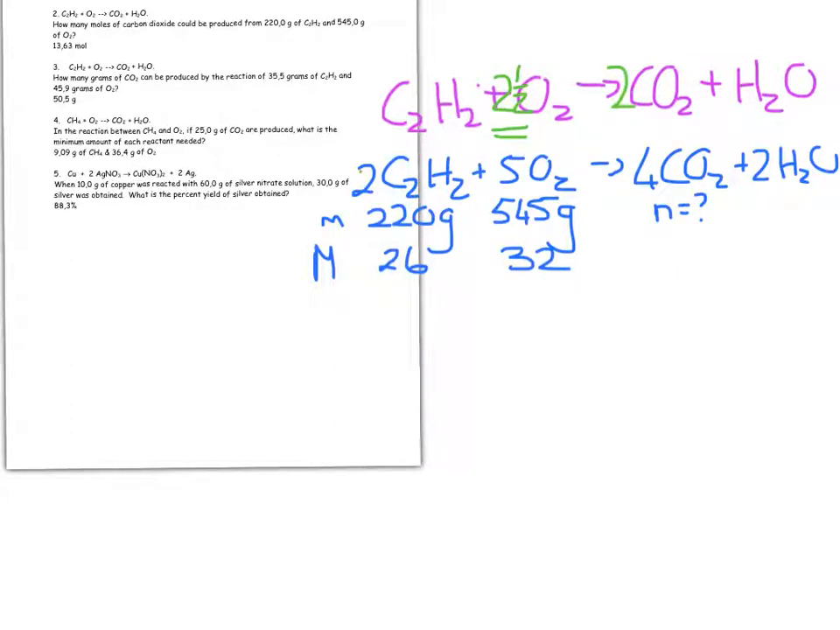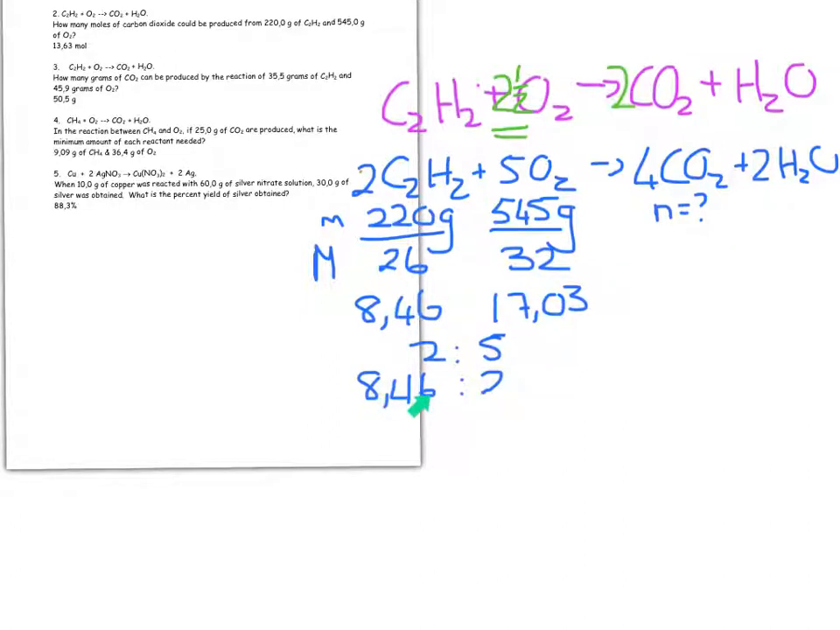I now work out my number of moles. So my number of moles is mass over molar mass, so it's 8,46 and 17,03. And the relationship between the two is a 2:5 relationship. So instead of saying 2:5, I divide the 8,46 by 2 and multiply it by 5. That's how you work with ratios. Divide by 2, times by 5, and you land up with 21,15. As you can see, 21,15 is too much to expect from this oxygen, so that does not work out.